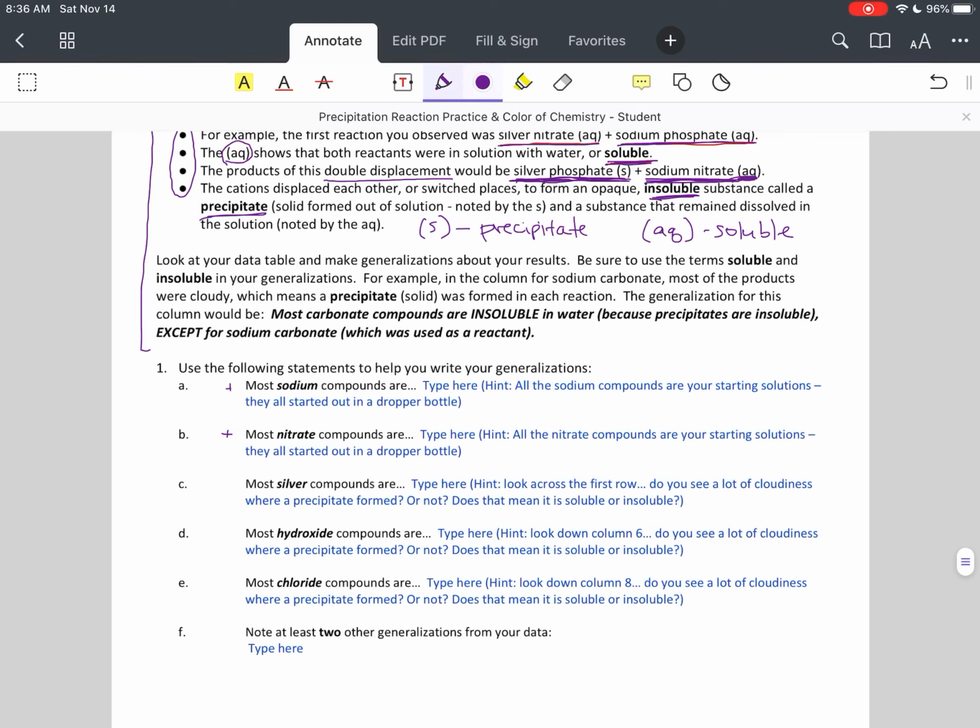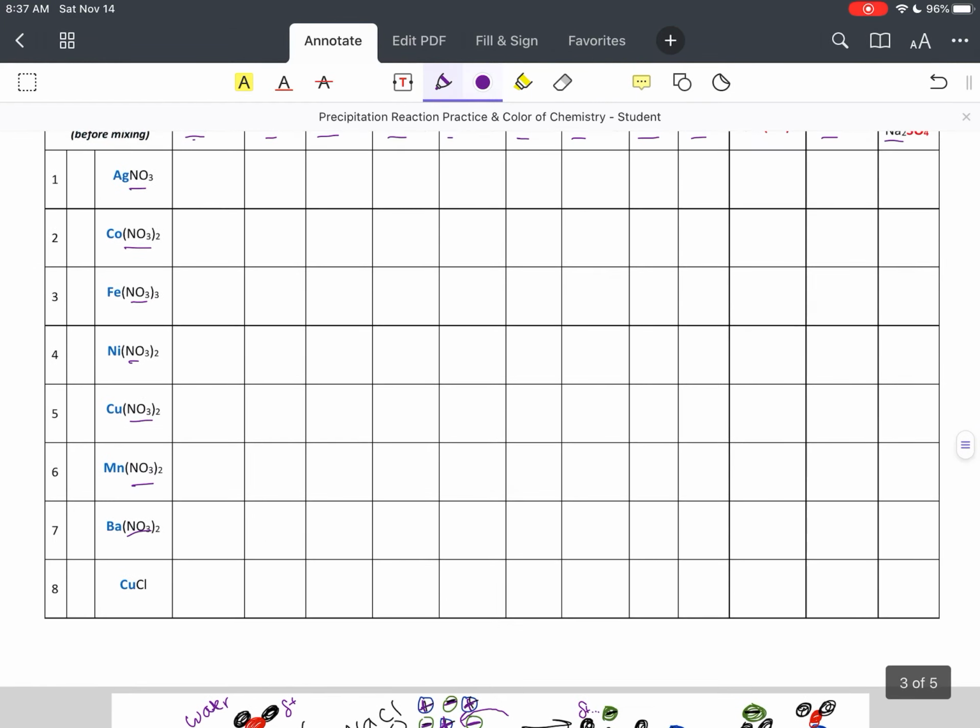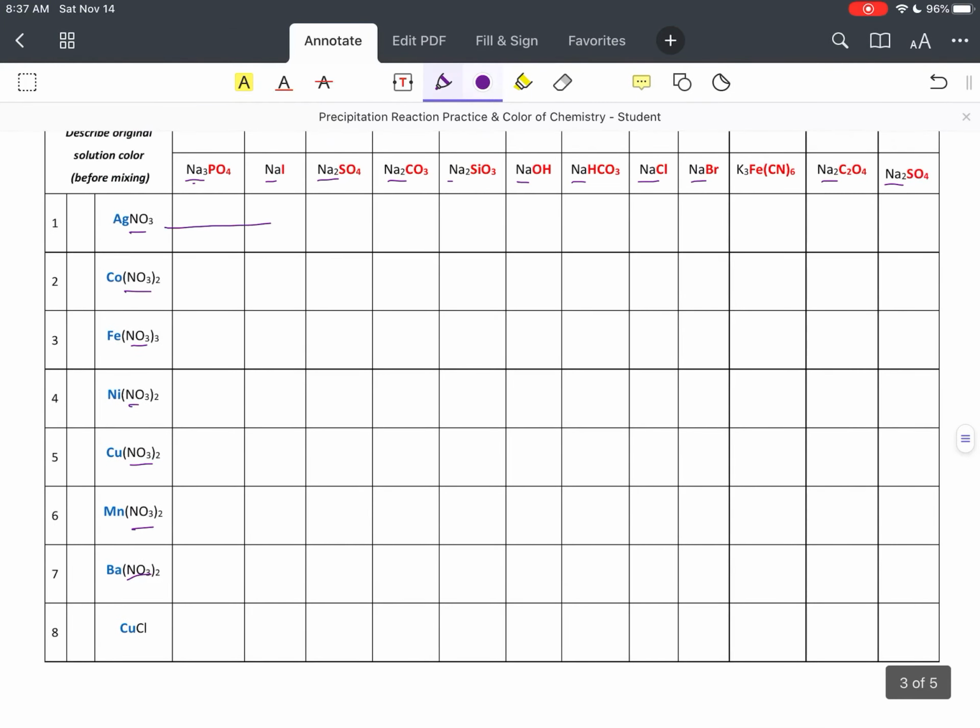So when we get to the next couple questions where it's wanting you to look at most silver compounds and hydroxide compounds, I'm giving you some hints on where to look. For silver, we're just going to look across the first row. For hydroxide, we're going to look down column 6. So what I mean by that is, for the first one, for silver, what kind of generalizations can you make as you move across this row?